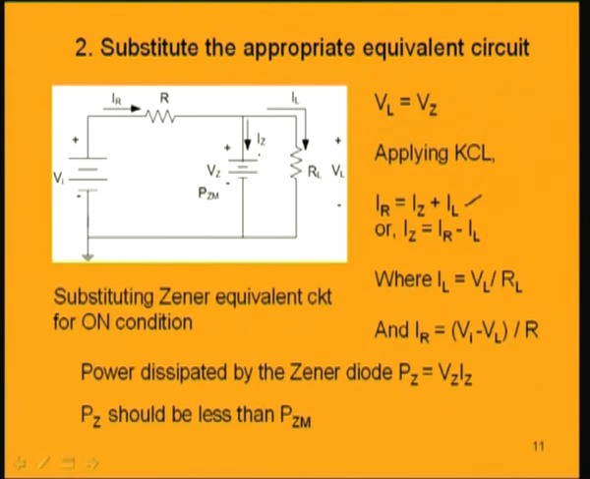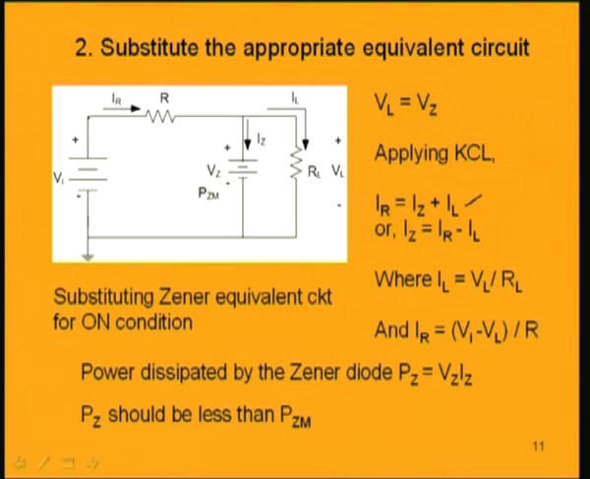Now, we will also be able to find out what is I R. The current flowing through this resistance R is nothing but the potential across these 2 points divided by resistance. Now, the difference of potential across these 2 points is V I minus V Z. So, V I minus V Z divided by R is I R.